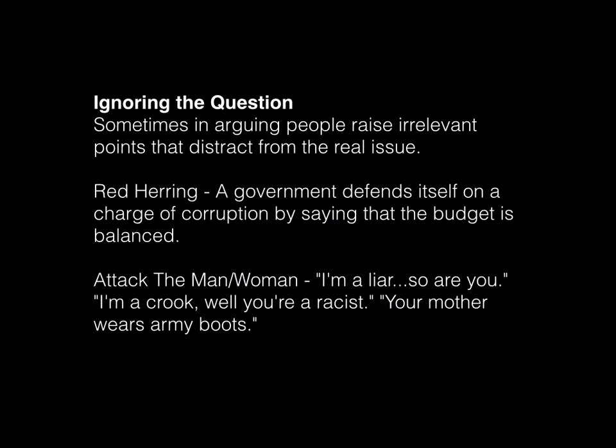Sometimes in arguing, people raise irrelevant points that distract from the real issue, and we call these a red herring. And we do this to distract away. And we see this constantly happening within the debates or filibustering in Congress. I've written, a government defends itself on a charge of corruption by saying that the budget is balanced. So this is almost the "two wrongs make a right" kind of thing.